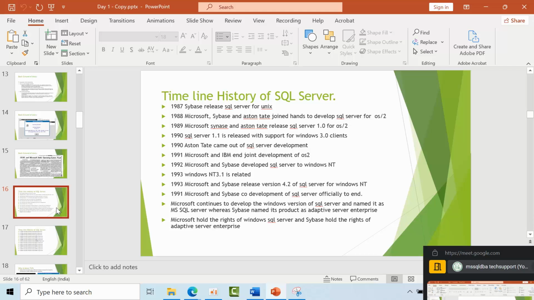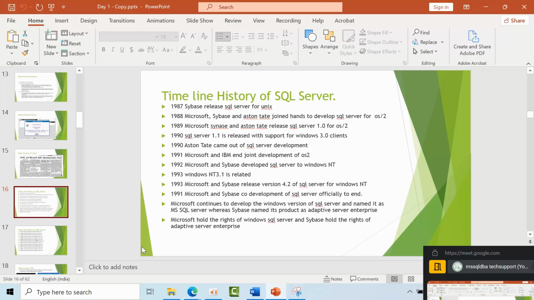Sybase is a company that released a SQL Server for the Unix operating system. There was no such operating system for Windows at that time. No need to remember this, just consider it a small story.